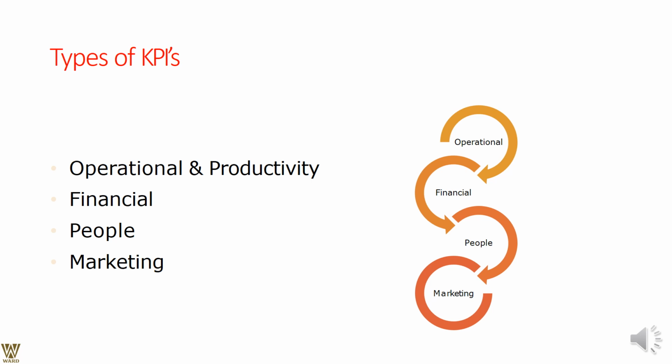One, they are operational and productivity based. Next would be financial based. Third would be human resource based, and the last but not the least would be marketing based. So what are we talking about? We are talking about operational, financial, people, and the marketing part. So these are things that need to be taken care of every now and then. These are the four metrics that are very pivotal to the success.